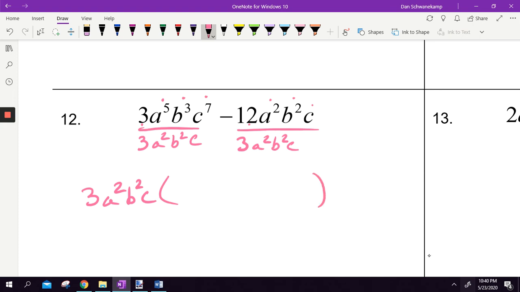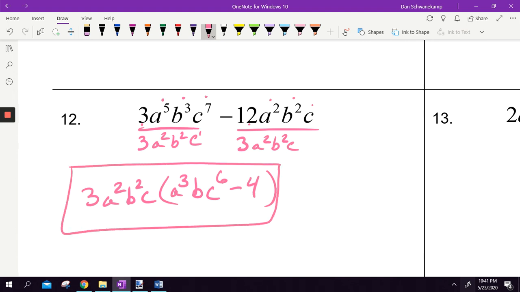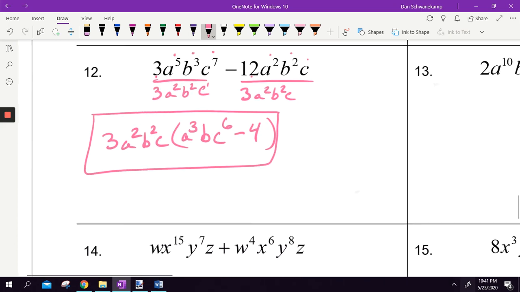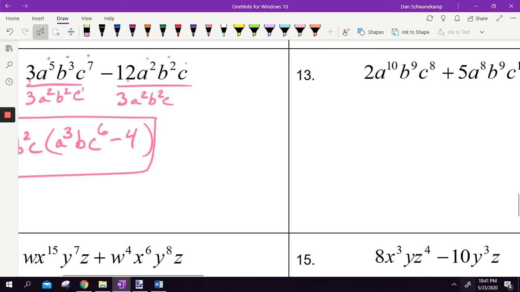Now I'm going to reduce. 3 divided by 3 goes away. A to the 5th over a squared is a cubed. B cubed over b squared is b. C to the 7th over c, c to the 6th. Again, just 7 minus 1 because I'm taking 1 c away. 12 over 3 is 4. A squared over a squared, those two a's are going to cancel. B squared over b squared, those two b's are going to cancel. C over c, those two c's are going to cancel. That is my answer. Done. Nothing crazy difficult about it. It's just identifying what is going on with each.